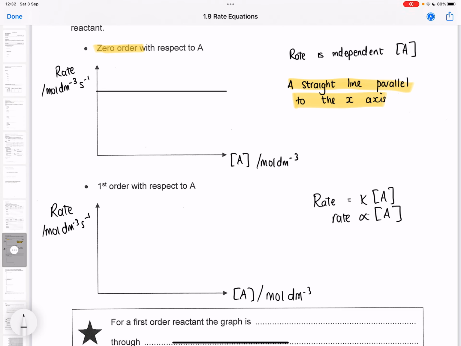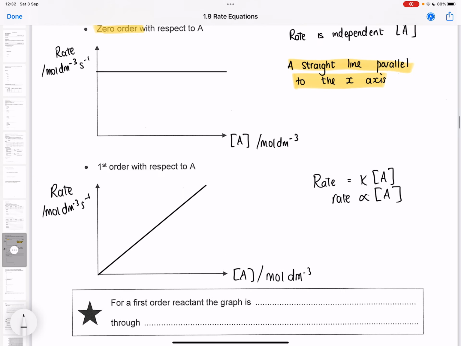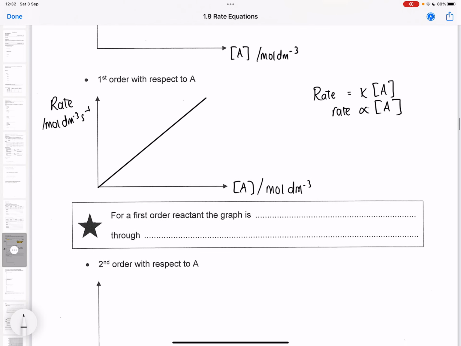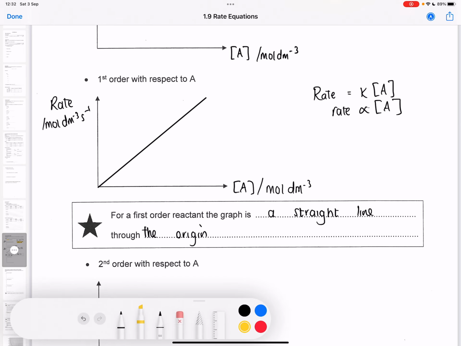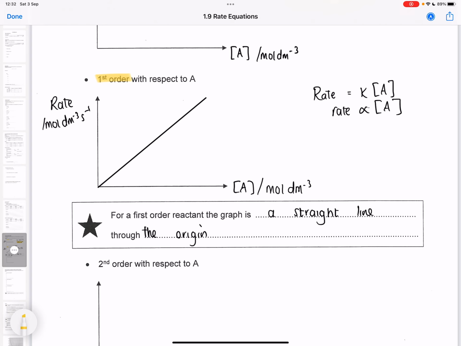And what does that graph look like? Well, that graph would look like a straight line, a y equals x line, a straight line through the origin. And it is important to say through the origin to distinguish it from our zero order. So it's still a straight line, but this time it's through the origin. And that would show us that our reaction was overall first order, a straight line through the origin.